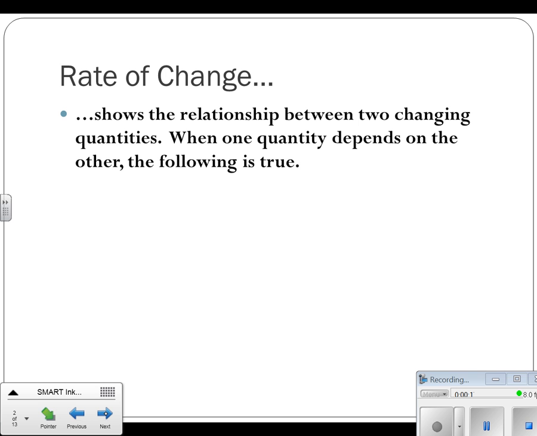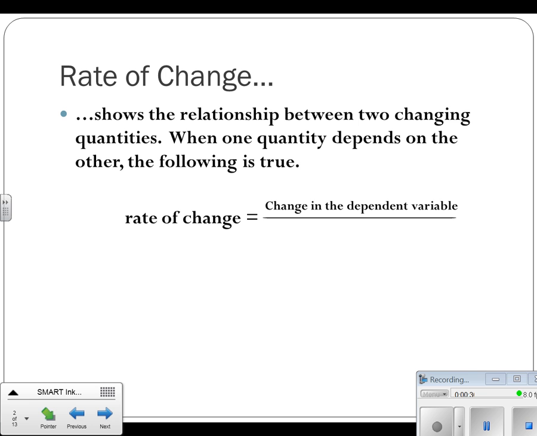Rate of change shows the relationship between two changing quantities. When one quantity depends on the other, the following is true. Rate of change is your change in the dependent variable divided by the change in the independent variable.